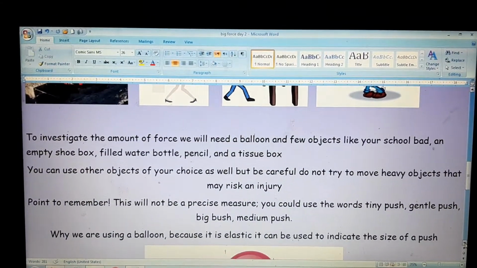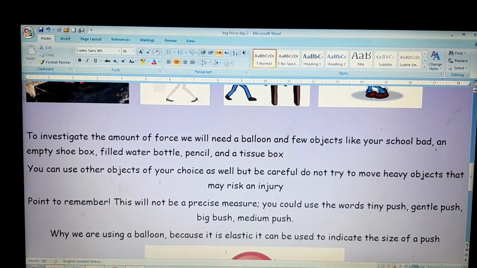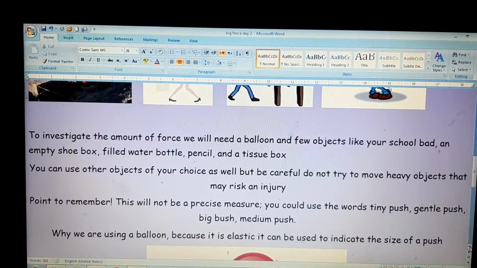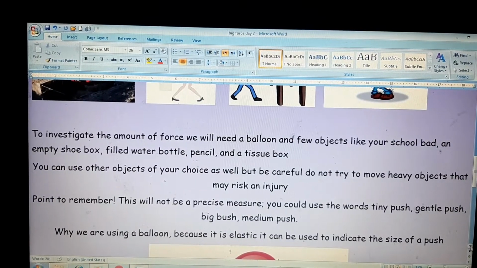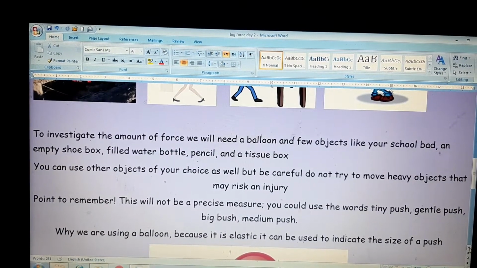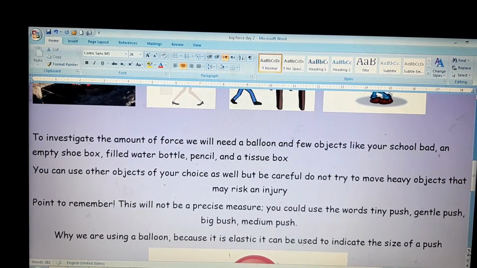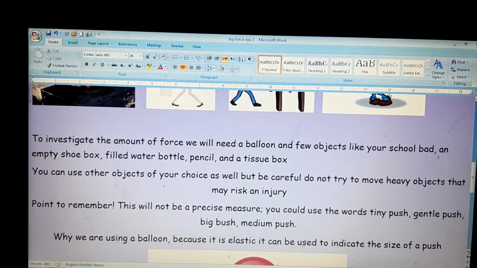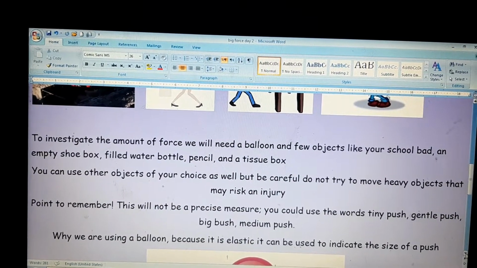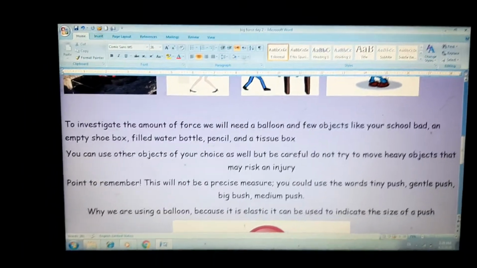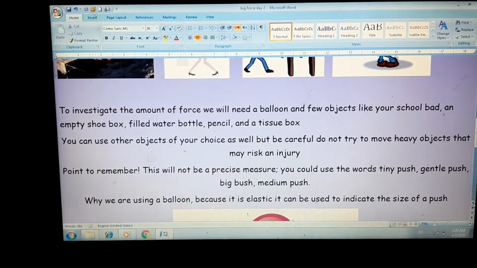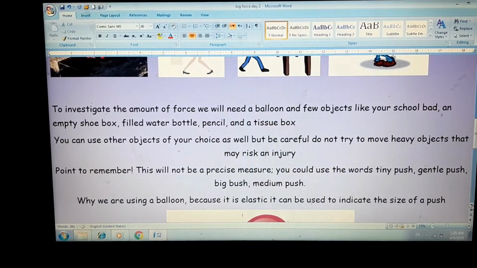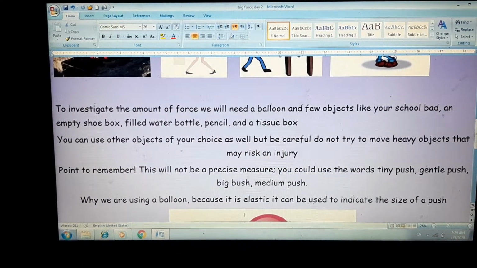To investigate the amount of force, we will need a balloon and a few objects like your school bag, an empty shoebox, a filled water bottle, a pencil and a tissue box. You can use other objects of your choice as well, but be careful, do not try to move heavy objects that may risk injury. Here's a point to remember: this will not be a precise measure. You could use words like tiny push, gentle push, big push or medium push.